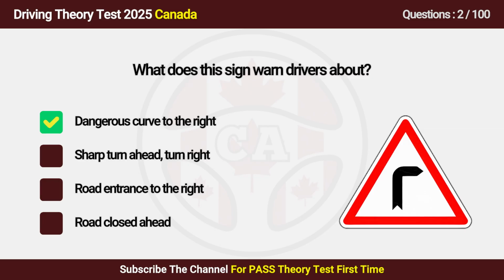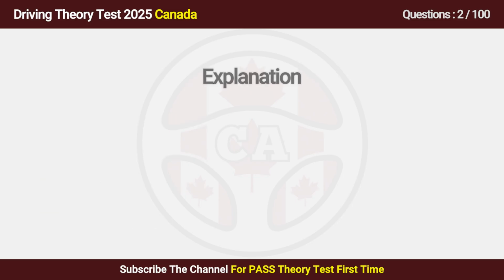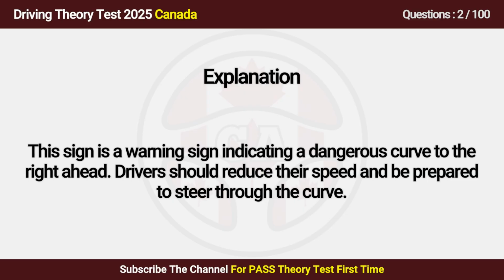Answer is A. Dangerous curve to the right. This sign is a warning sign indicating a dangerous curve to the right ahead. Drivers should reduce their speed and be prepared to steer through the curve.